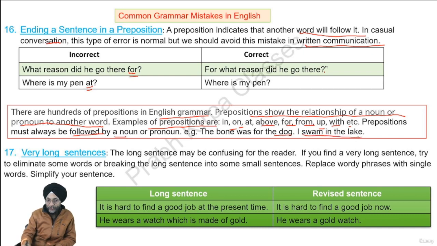I swim in the lake. Avoid very long sentences. Sometimes when we are talking or writing something, we use very long sentences.